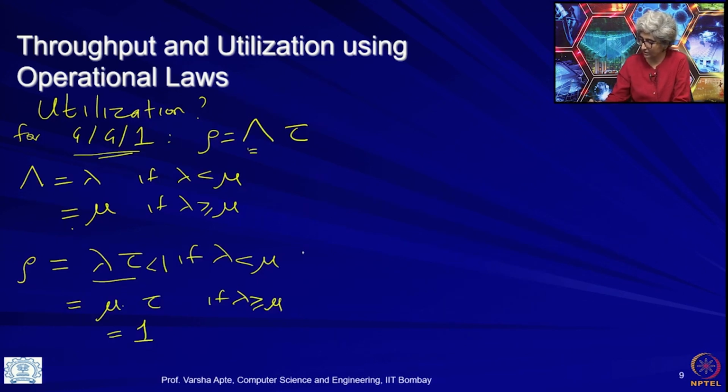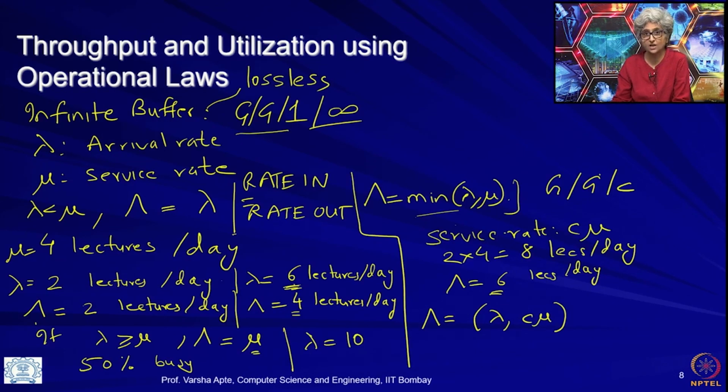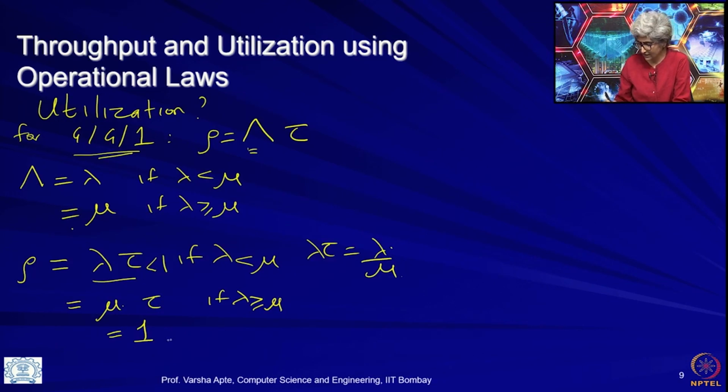So, here it is lambda tau, or another way of saying lambda tau is also lambda by mu, right. This is a rate, this is a rate. If what is coming in is half of the rate of what I can do, then I am going to be 50% busy. But if it is more, like in this example where 6 lectures are coming per day but you can only do 4 lectures, then you are going to be fully busy just watching those lectures. That is what these formulas are saying. The only thing that we changed from the utilization law that we talked about earlier was that this capital lambda can be replaced by small lambda if lambda is less than mu, and by mu if lambda is greater than or equal to mu.